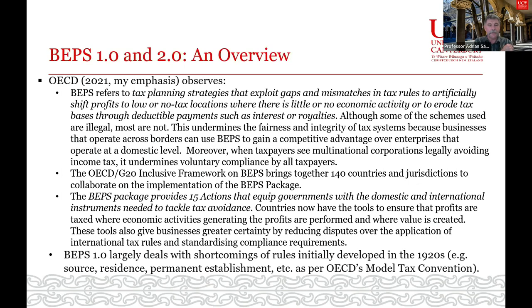We might be talking about tax avoidance or simply tax planning that is managing to exploit gaps in the international tax system between jurisdictions. So these activities undermine the fairness and integrity of tax systems because those that can operate across borders using BEPS gain a competitive advantage over those only operating at a domestic level. And the other issue is when the ordinary taxpayers see multinational corporations legally avoiding income tax, it can undermine their voluntary compliance. And of course, voluntary compliance is a crucial issue for just about every jurisdiction.